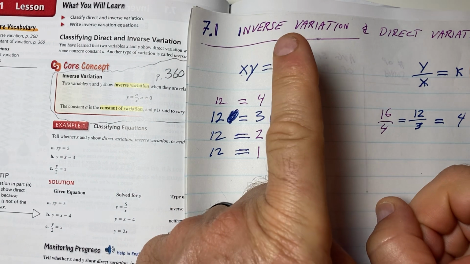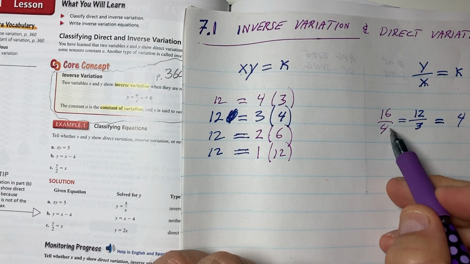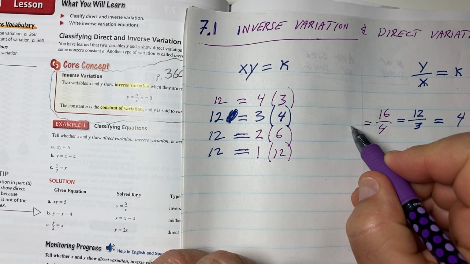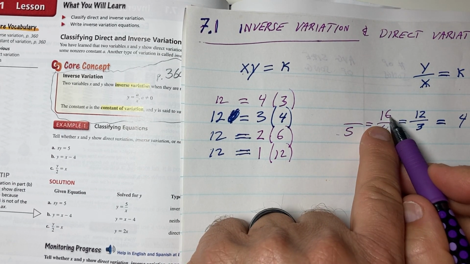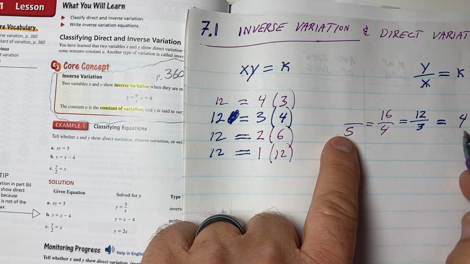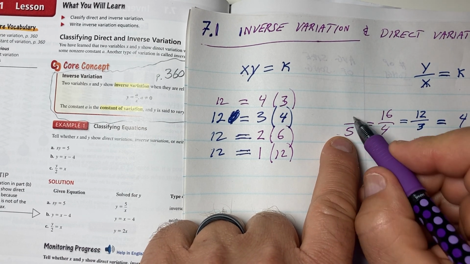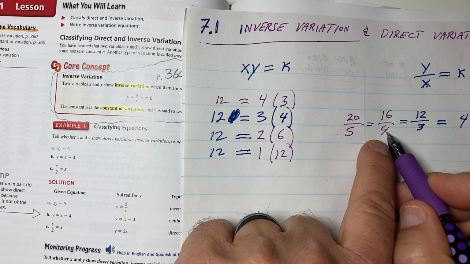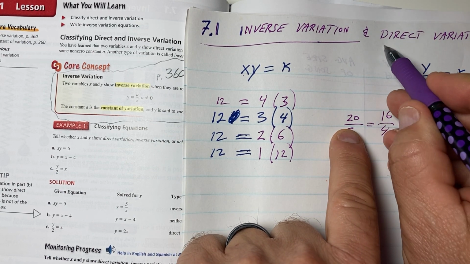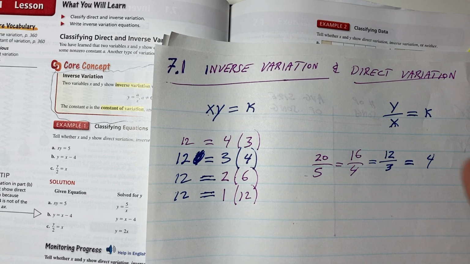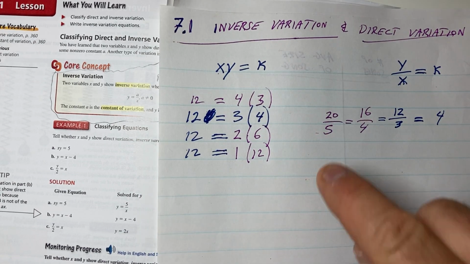When one goes up, the other goes up. What happens if I increase it to 5? From 4 to 5, in order to keep that constant at 4, this has to be 20. So when this number increases, that number also increases. Direct variation, they're both increasing.